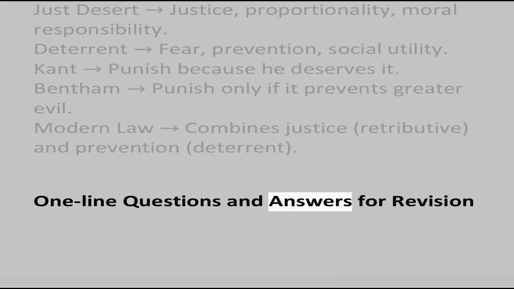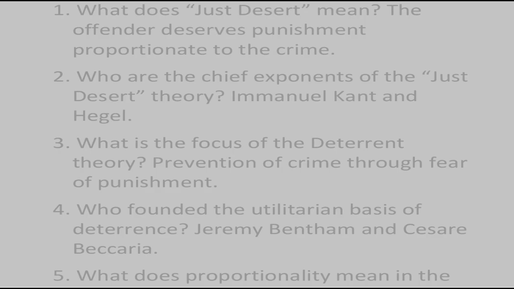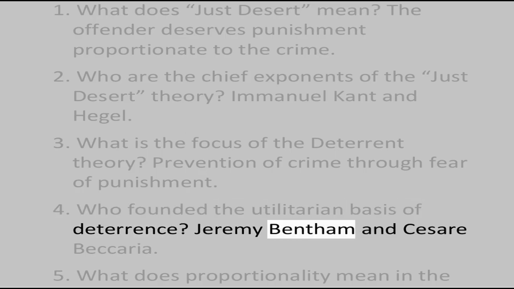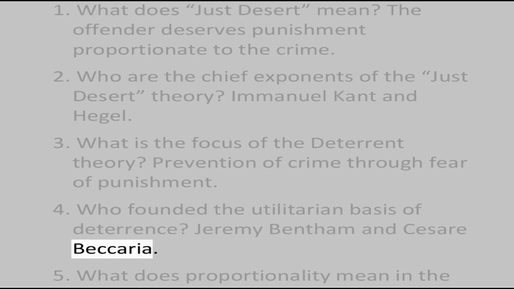One-line questions and answers for revision. 1. What does just desert mean? The offender deserves punishment proportionate to the crime. 2. Who are the chief exponents of the just desert theory? Immanuel Kant and Hegel. 3. What is the focus of the deterrent theory? Prevention of crime through fear of punishment. 4. Who founded the utilitarian basis of deterrence? Jeremy Bentham and Cesare Beccaria.